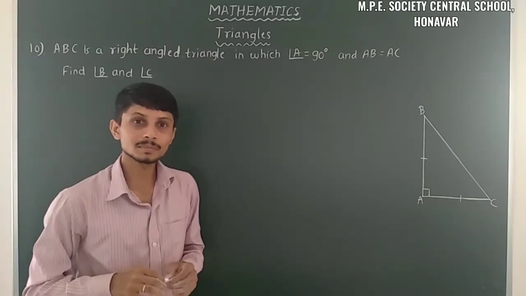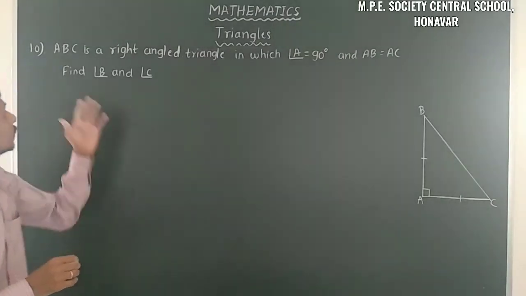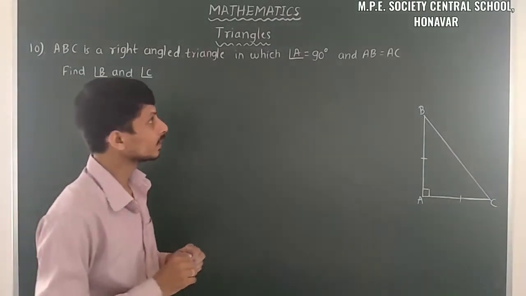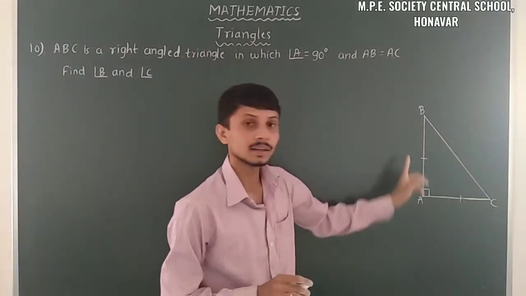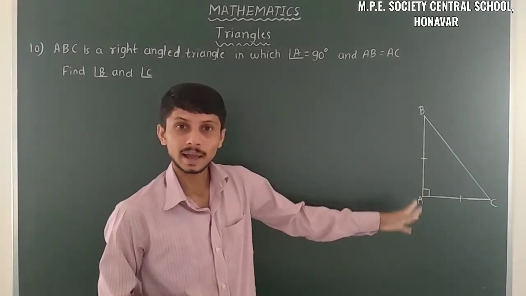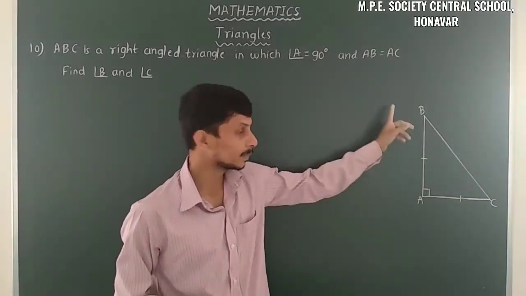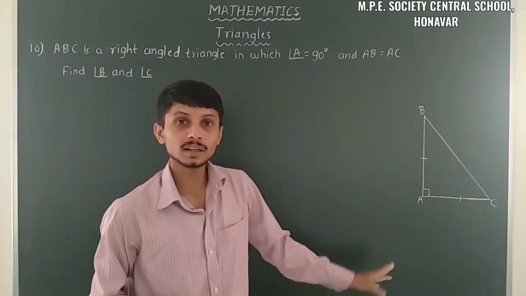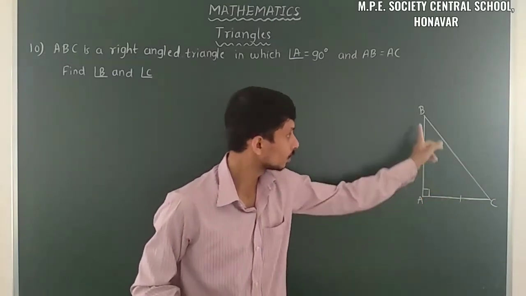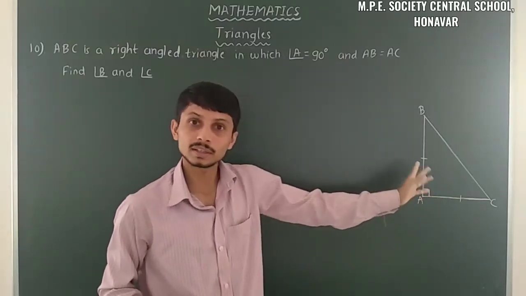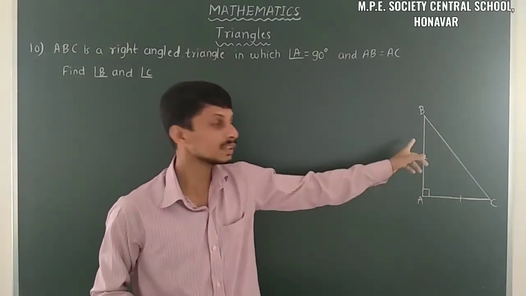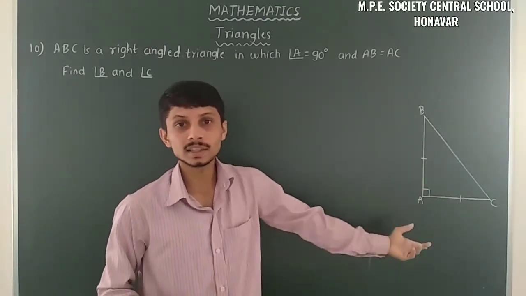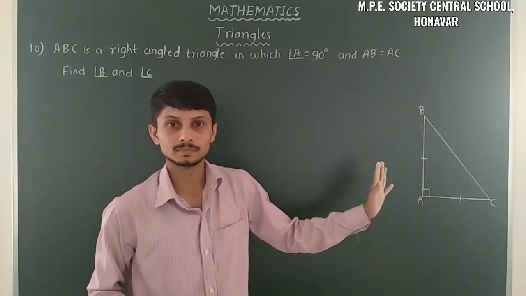It is the 10th problem. The 10th problem tells us that ABC is a right angle triangle in which angle A is equal to 90 degrees and AB is equal to AC. So A is a 90 degree angle, ABC is a right angle triangle. It is given that AB is equal to AC, so it's an isosceles triangle also. Those two sides are equal here. Also it is a right angled triangle.